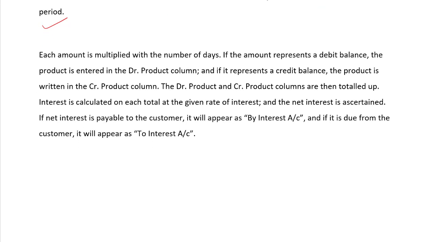Each amount is multiplied with the number of days. If the amount represents a debit balance, the product is entered in the debit product column. If it represents a credit balance, the product is written in the credit product column. The debit product and credit product are then totaled up. Interest is calculated on each total at the given rate of interest. The net interest is ascertained. If net interest is payable to the customer, it will appear as by interest. If it is due from the customer, it will appear as to interest account.